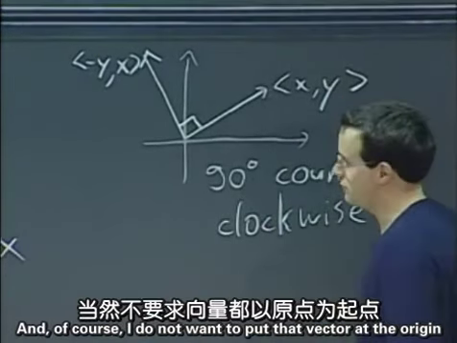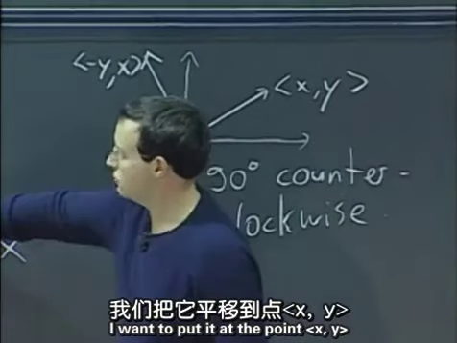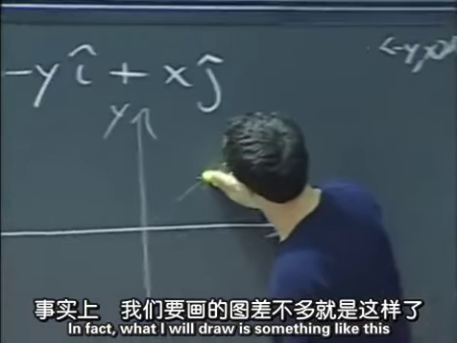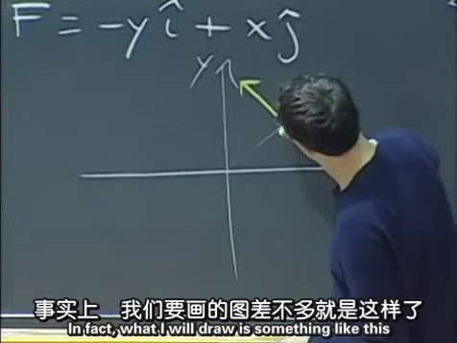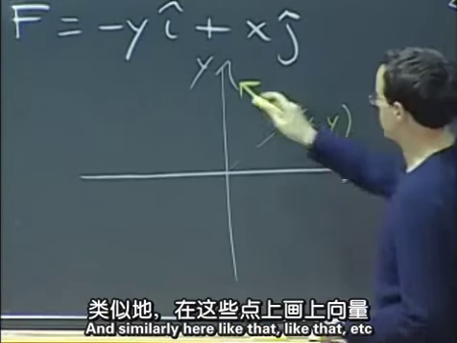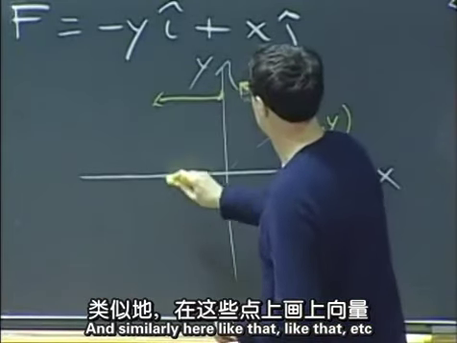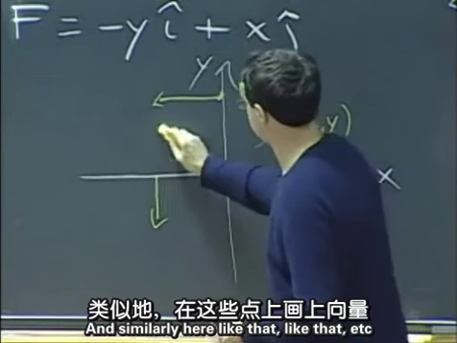And of course, I don't want to put that vector at the origin. I want to put it at the point (x, y). So in fact, what I will draw is something like this. And similarly here, it would be like that, like that.